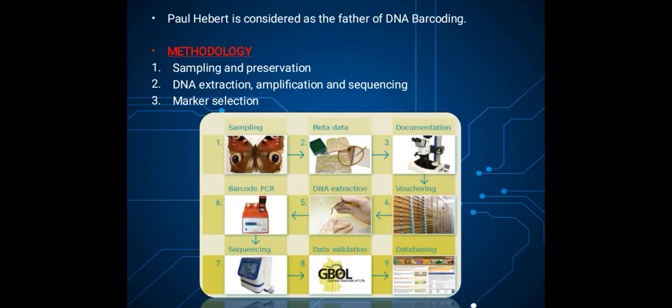Paul Hebert is considered the father of DNA barcoding. Then methodology: sampling and preservation, DNA extraction, amplification and sequencing, and marker selection. First, sampling, data, metadata, documentation, vouchering, then DNA extraction, barcode PCR, sequencing, data validation, and databasing.